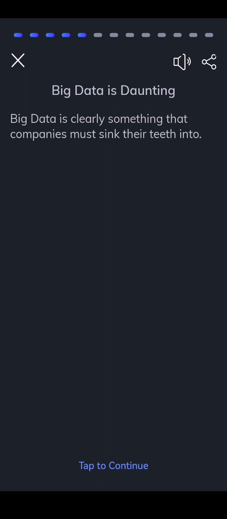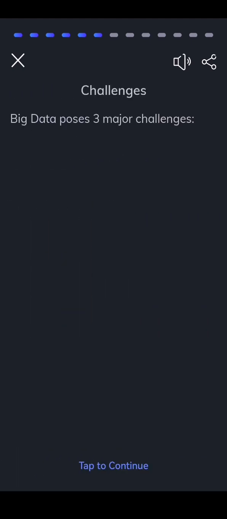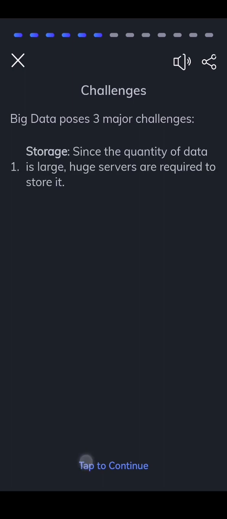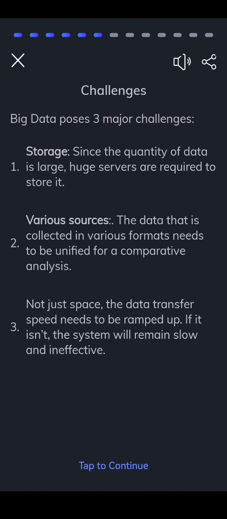Big data is clearly something that companies must sink their teeth into. So why is it that many of them have not? Big data is daunting for the uninitiated. Big data poses three major challenges. Storage: since the quantity of data is large, huge servers are required to store it. Various sources: the data that is collected in various formats needs to be unified for a comparative analysis. Not just space, the data transfer speed needs to be ramped up. If it isn't, the system will remain slow and ineffective.